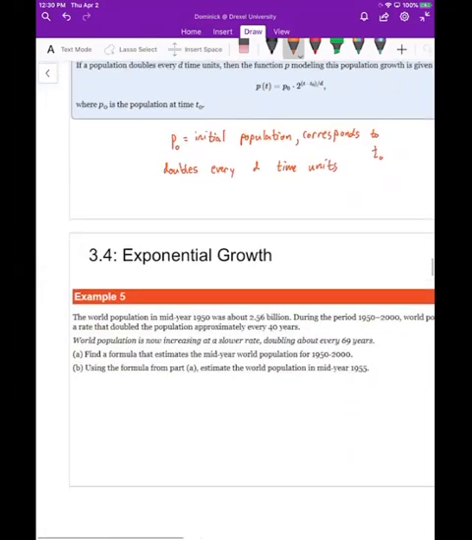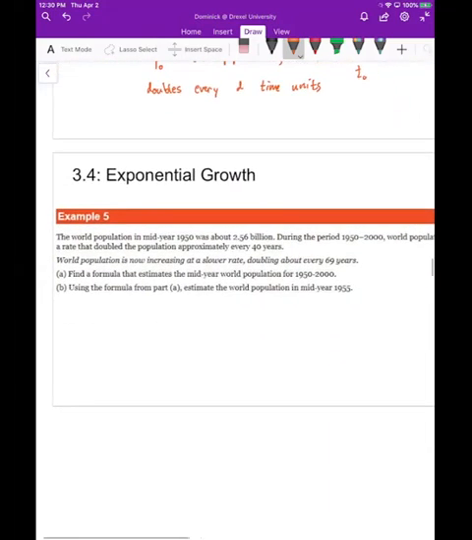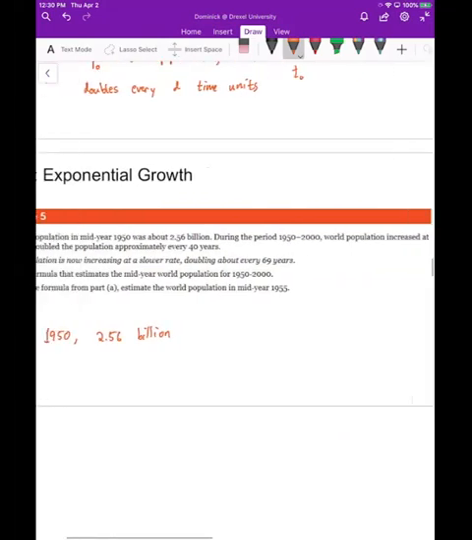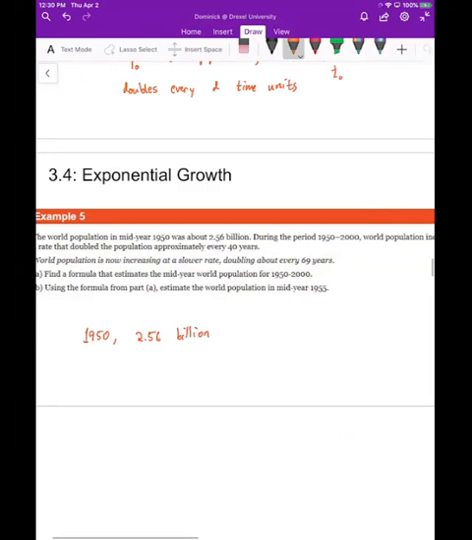Okay, now let's look at another doubling time example. So we have that the world population in mid-1950 was about 2.56 billion. So in 1950, we have 2.56 billion. Right, and then we are being told that the world population doubled during this time every 40 years.